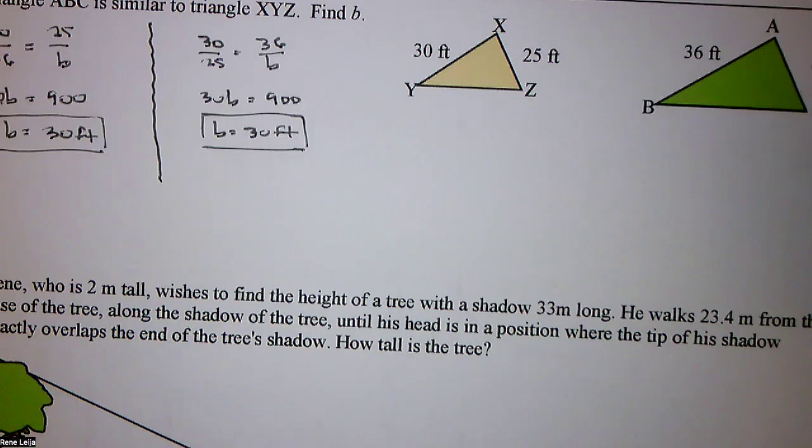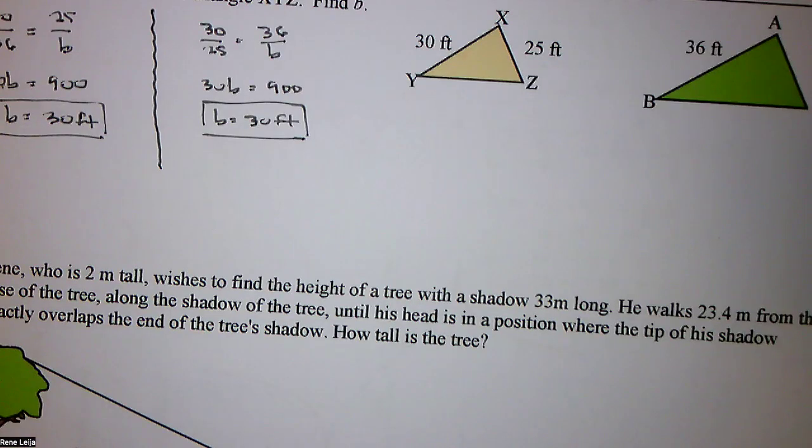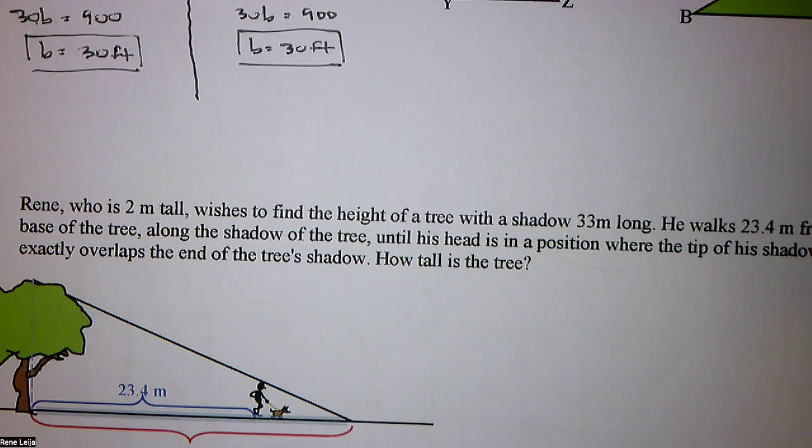All right, now let's look at this next one. I did not change the name. This was the name that was in the problem. Renee, who is 2 meters tall, wishes to find the height of a tree with a shadow 33 meters long. He walks 23.4 meters from the base of the tree along the shadow of the tree until his head is in a position where the tip of his shadow exactly overlaps the end of the tree's shadow. How tall is the tree?